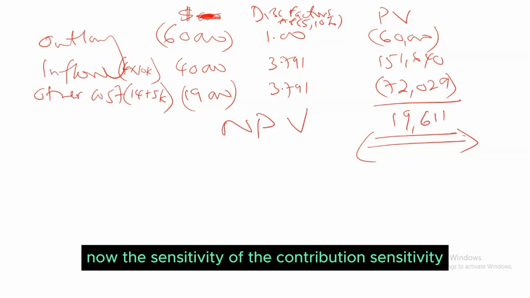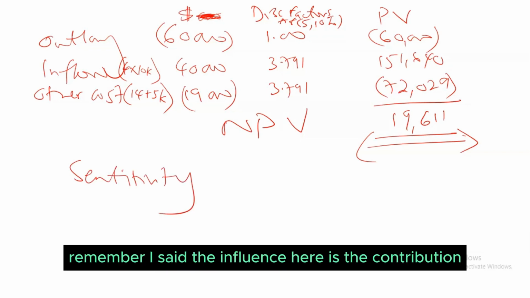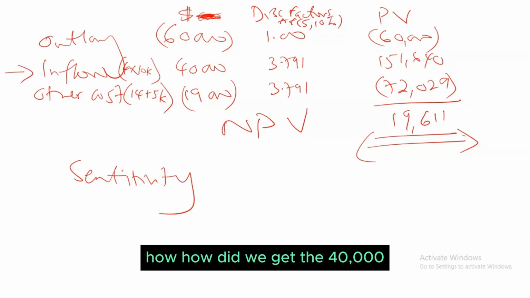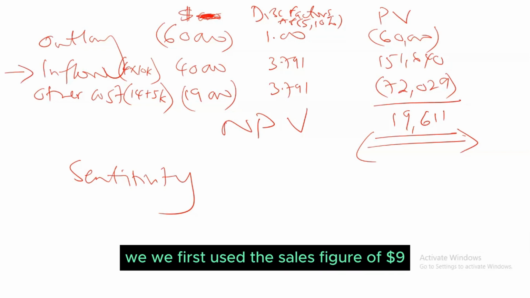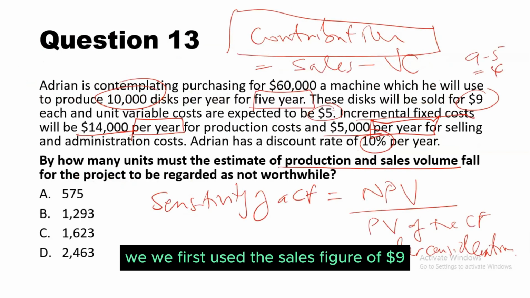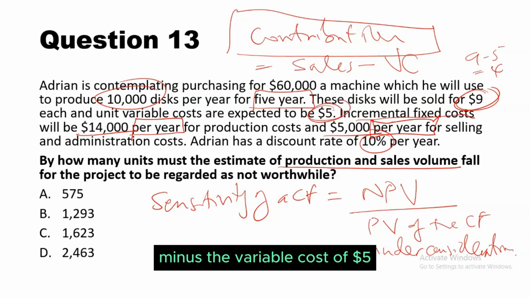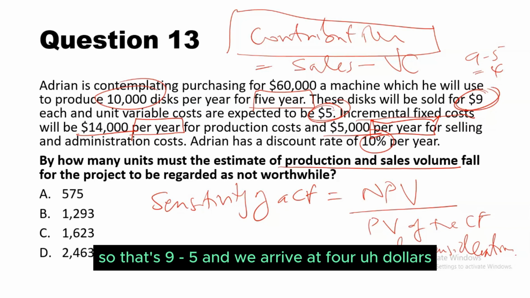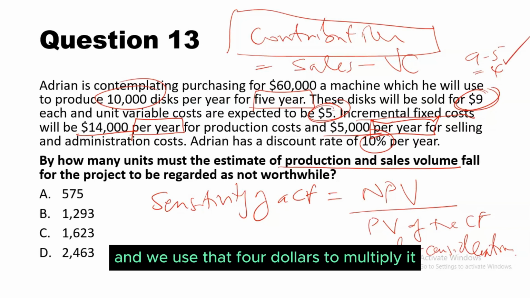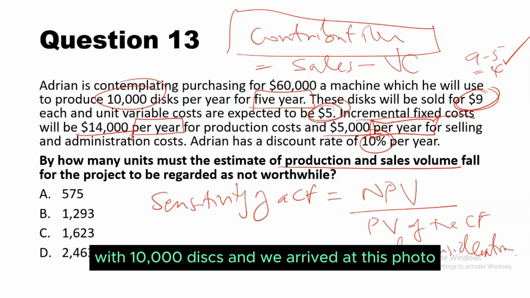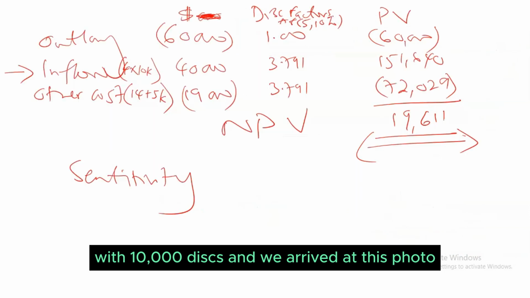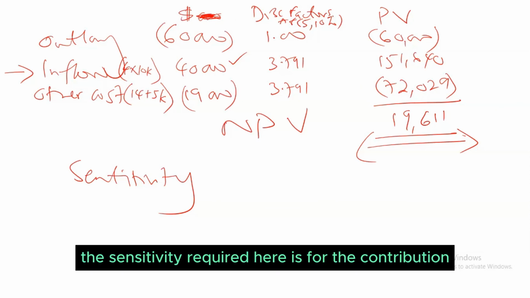Now the sensitivity of the contribution. Remember, I said the inflows here is the contribution. How did we get the 40,000? We first used the sales figure of $9 minus the variable cost of $5. So that's 9 minus 5, and we arrive at $4. And we use that $4 to multiply it with 10,000 discs, and we arrived at this 40,000. So the sensitivity required here is for the contribution.